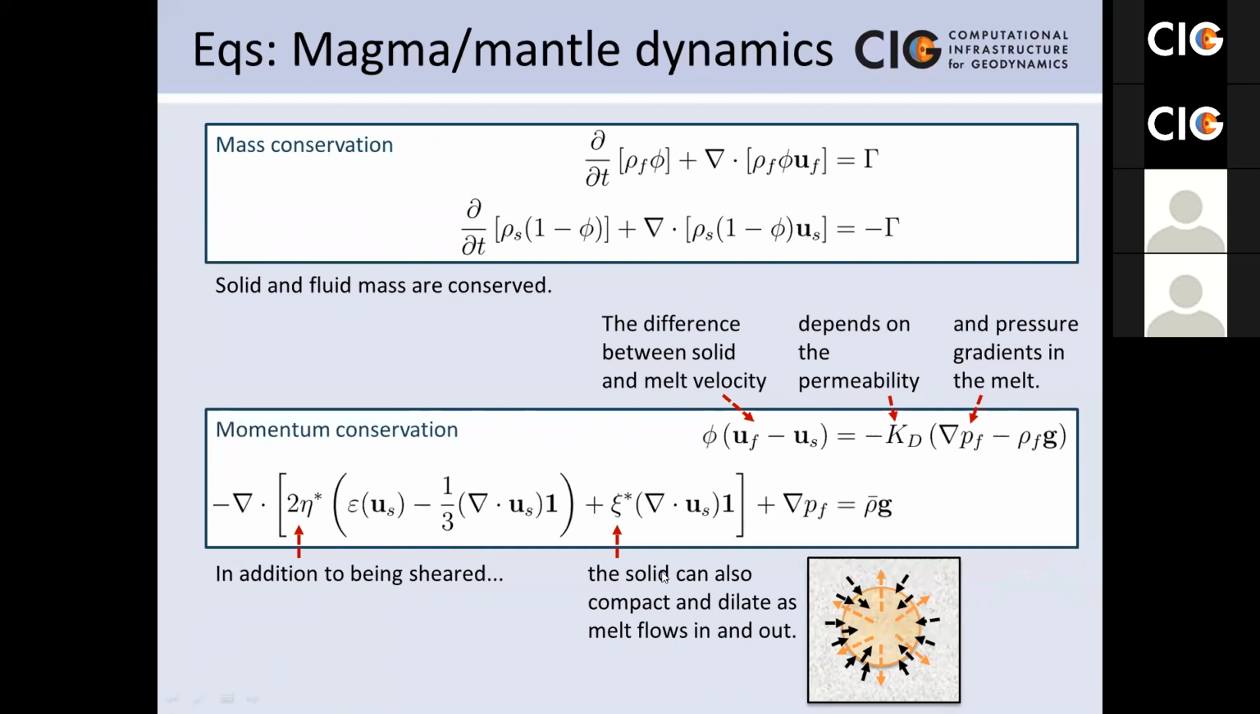For the conservation of the momentum, we have a completely new equation for the momentum of the fluid. So that's basically Darcy's law. And what it says is that the difference between the melt velocity and the solid velocity, and the flux caused by that, depend on the permeability of the solid rock, so how easily melt can flow through the pores, and also on the pressure gradients in the melt. And these pressure gradients can both be caused by buoyancy forces, because the melt has a different density than the solid, or these can be dynamic pressure gradients.